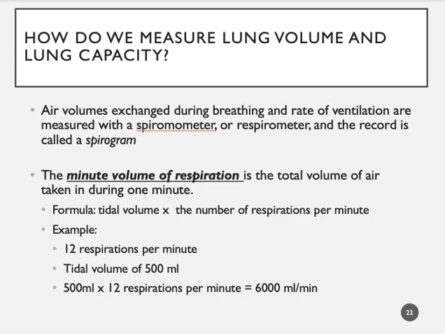All right, so how do we actually measure lung volumes and capacities? The tool we use is called a spirometer. Sometimes it's also called a respirometer. And the graph that's produced is called a spirogram. So here's another definition for you. A minute volume of respiration is simply the total volume of air taken in during 1 minute. It's the tidal volume, which we'll see in a second, times the number of breaths per minute. So assuming you take 12 breaths per minute with a tidal volume of 500 milliliters per breath, you just multiply the two, and then you get your minute volume of respiration.